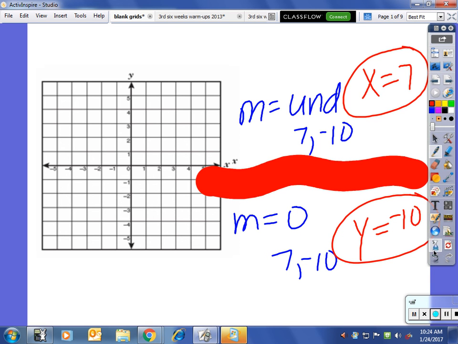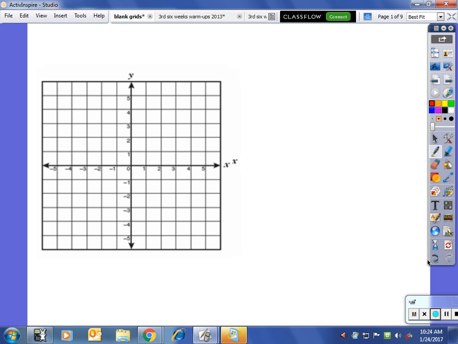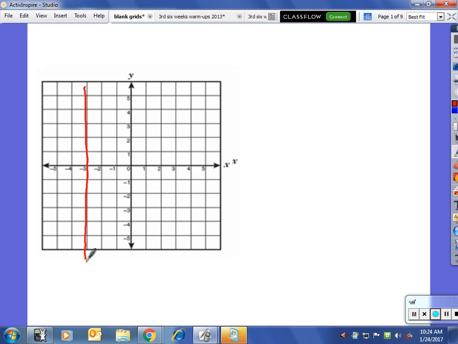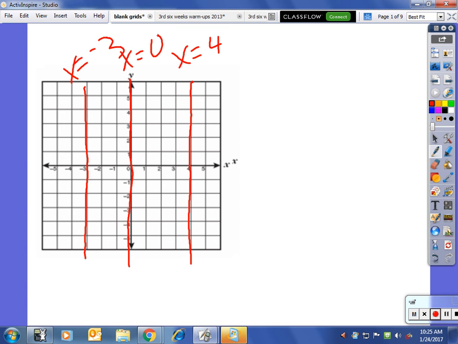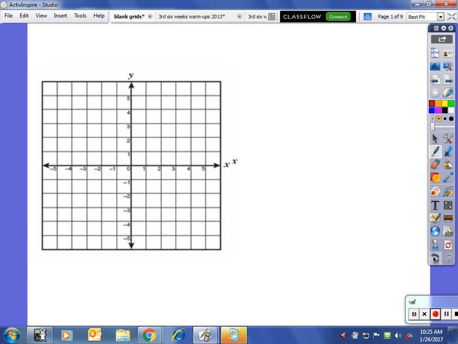Okay, so are we good with that? Alright, so what's the equation of this line? Don't just tell me negative 3. X equals negative 3. What's the equation of this line? X equals 4. What's the equation of this one? X equals 0. What do all those slopes have in common? They are all undefined.